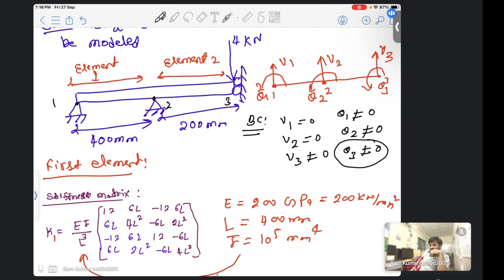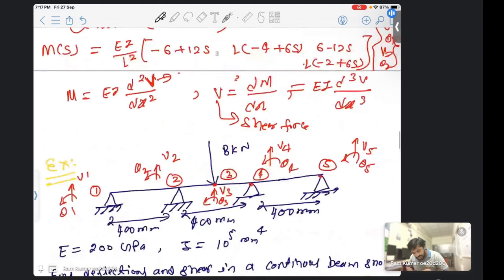I think it should be 0 according to my knowledge. I am thinking theta 3. Because, see, at this point, this is symmetric, na? So the slope will be 0 here. If it bends, it will be like this. So this slope will be 0.